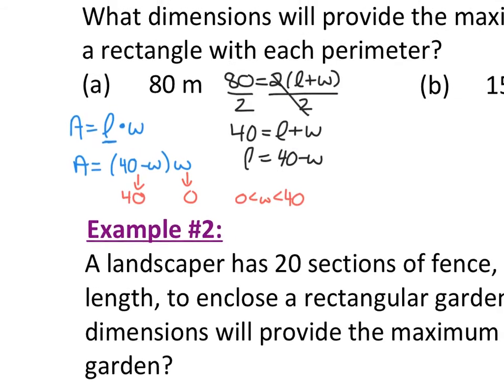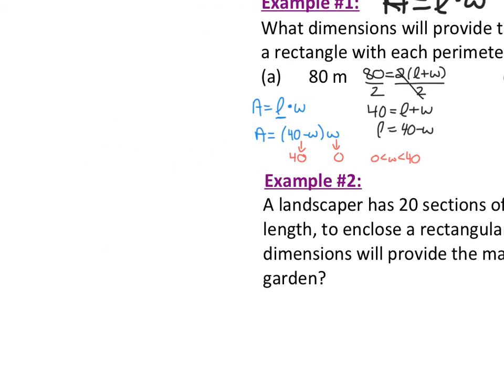So what you could do now if you want to, and this is part of the exploration you did yesterday, is look at some of the side lengths. If one of the side lengths was 1, what would be the other side length of that rectangle? So if one side length was 1 meter, what would be the other side length? 39, right? So again, it has to add up to 40. If one side length was 2, what's the other side length? 38, right?